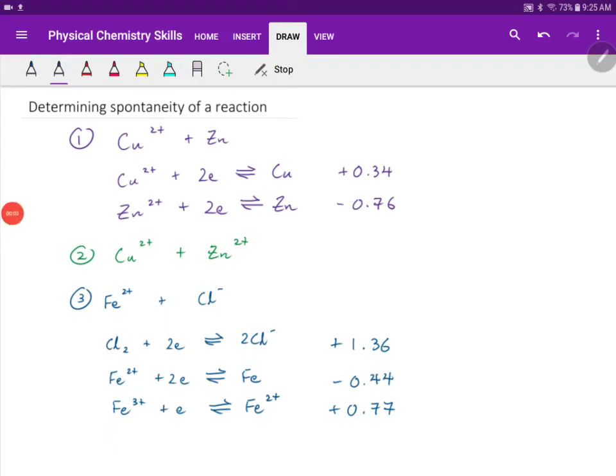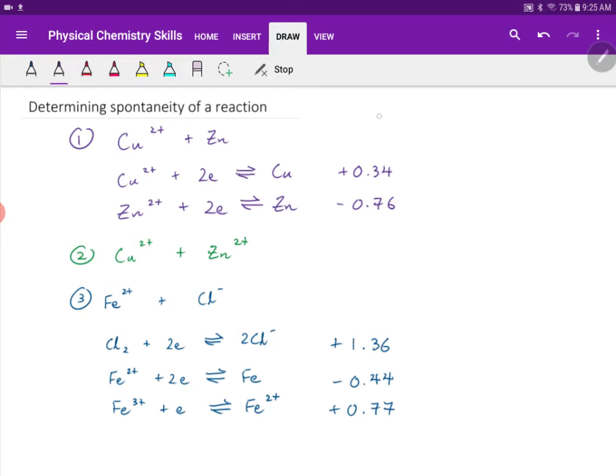Hi everyone, in this video we are going to talk about how we can determine the spontaneity of a reaction. In the chapter of electrochemistry, we often come across this situation where we pour two things together and we want to predict if a redox reaction will occur. Sometimes the reaction will be spontaneous, sometimes it will not, and it really depends on our E cell value.